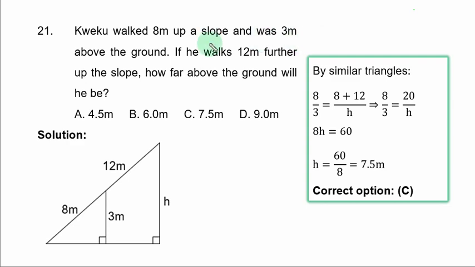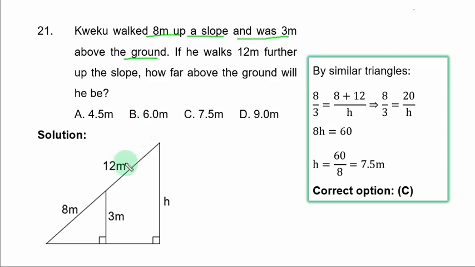Question 21. Kweku walked 8 meters up a slope and was 3 meters above the ground. If he walks 12 meters further up the slope, how far above the ground will he be? This diagram illustrates the information.